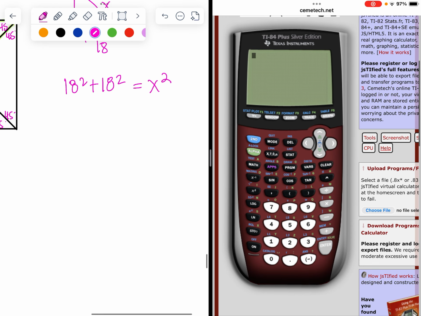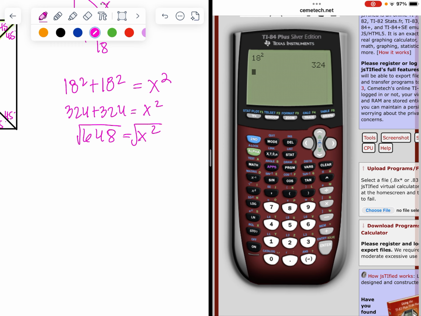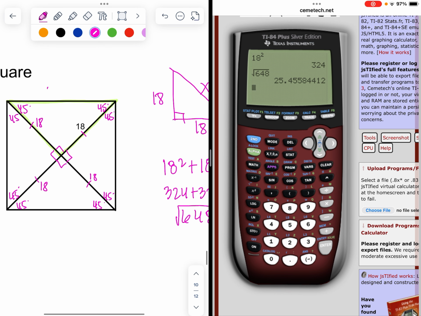All right, so I need 18 squared, which is 324. So I have 324 plus 324 is equal to x squared. I need to add 324 and 324, which is 648. And now I need a square root. Once again, I don't have to worry about the negative answer because it doesn't have a negative length. And let's round to the nearest tenth. It doesn't say where to round. I guess I could leave it as 18 root 2, but let's do 25.5. So the nearest tenth.